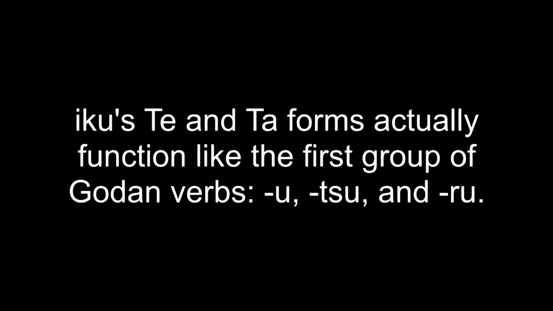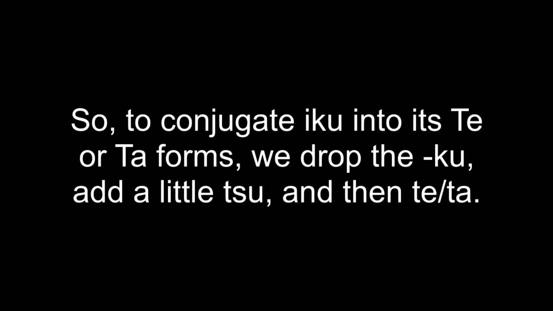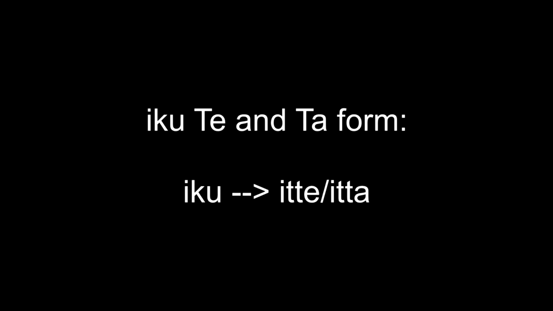Iku's te and ta forms actually function like the first group of godan verbs u, tsu, and ru. So, to conjugate iku into its te or ta forms, we drop the ku, add a little tsu, and then te or ta respectively. So, iku becomes itte or itta.